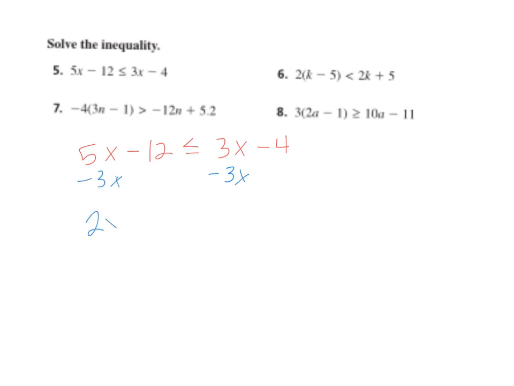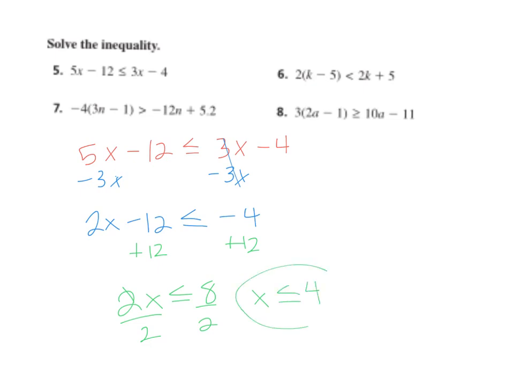That's going to give me 2x minus 12 less than or equal to negative 4. Now order of operations backwards, I'm looking for how do we get rid of this minus 12? So we're going to add 12 to both sides. That gives me 2x less than or equal to 8. Divide by 2 on both sides, we should get x less than or equal to 4. X less than or equal to 4 is the answer for 5.